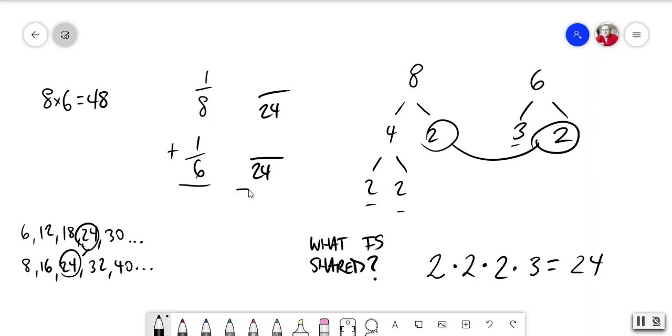Okay. So, I do the same thing I did before. What times 8 gives me 24? And I multiply that in both the bottom and the top. What times 6 gives me 24? I do that in both the bottom and the top. Therefore, 3 over 24 plus 4 over 24 is 7 over 24. 7 will not go into 24, nor does anything go into both of them except for 1.